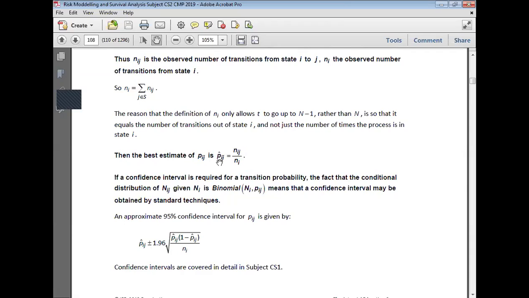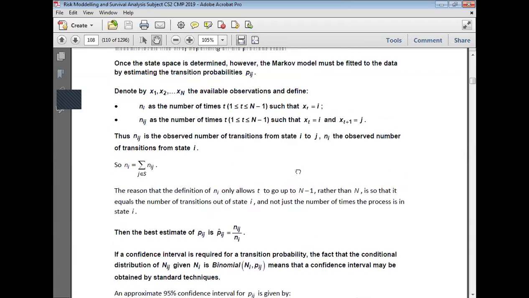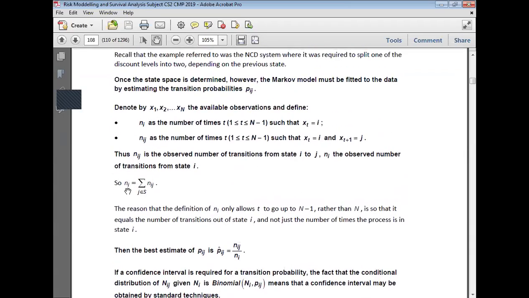So I guess that's good. But again, if you see here, Ni will be equal to the sum of Nij. So the number of transitions you make from I is always equal to the total number of transitions you make from I to a particular state summed up across all the states that exist.